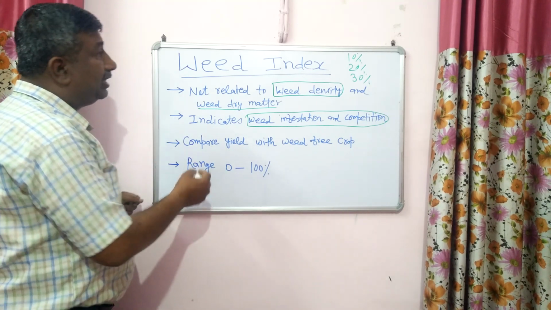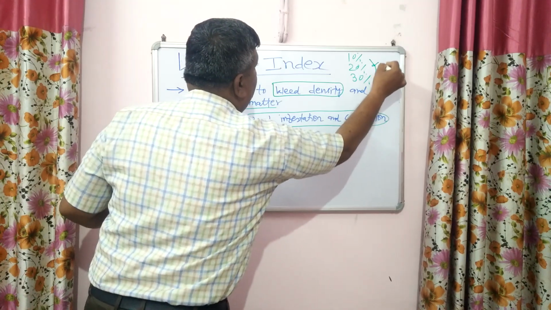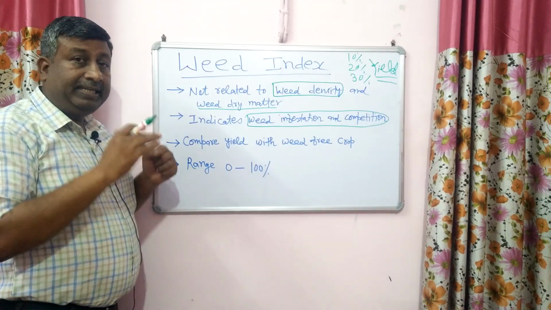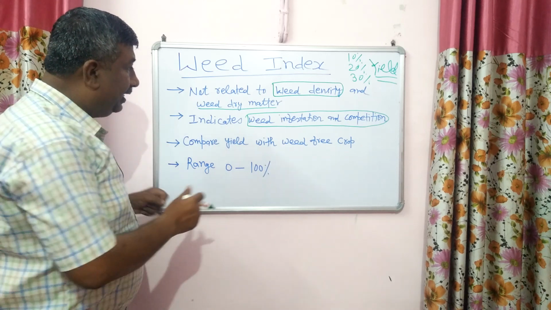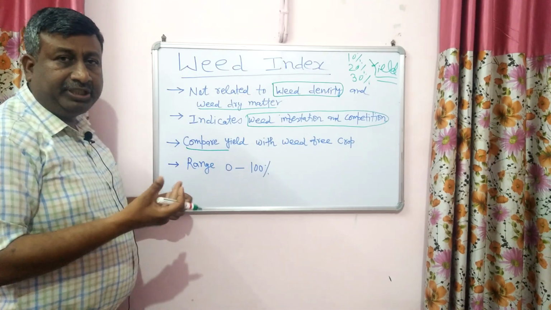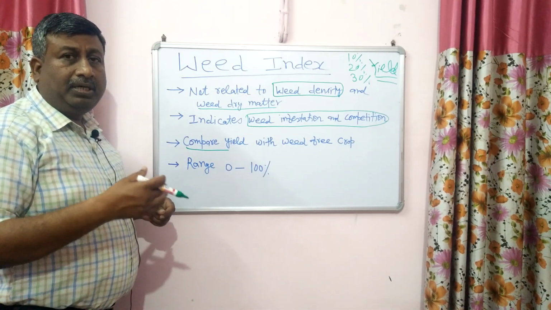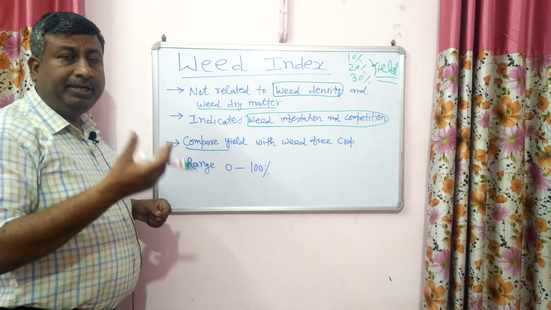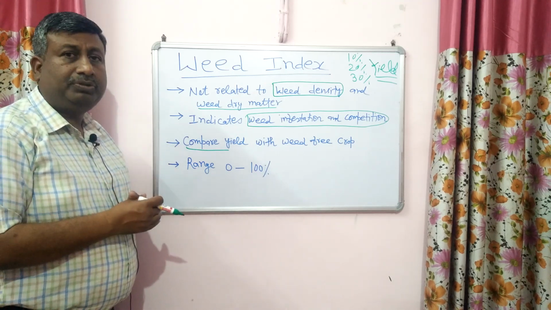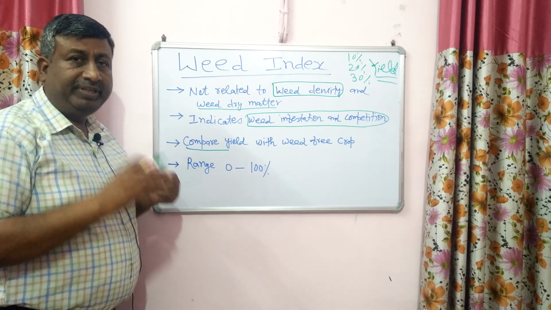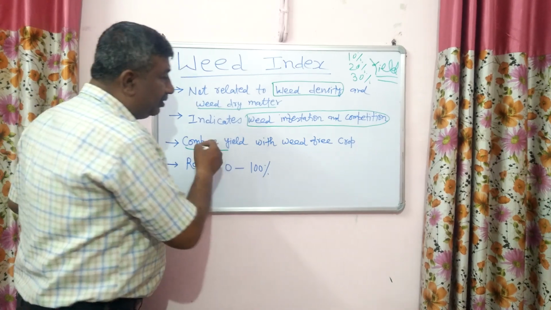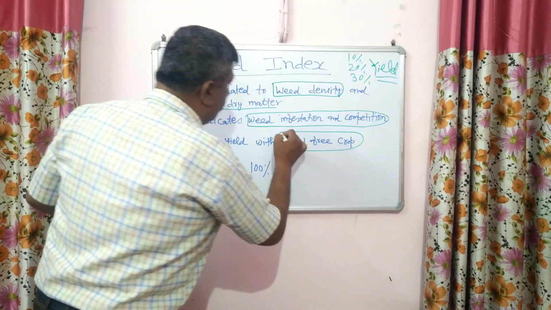This weed index is calculated with the help of the yield. Whatever the yield in the treated plot, it will decide the weed index. How it is calculated, we will learn. And this treatment yield is compared. Treatment may be atrazine, any herbicide, pendimethalin, hand weeding, intercropping, or intercultivation. So treatment may be different types of treatment which are used for weed management or to control the weeds. So whatever the yield in a particular treatment is compared with the yield of weed free crop.